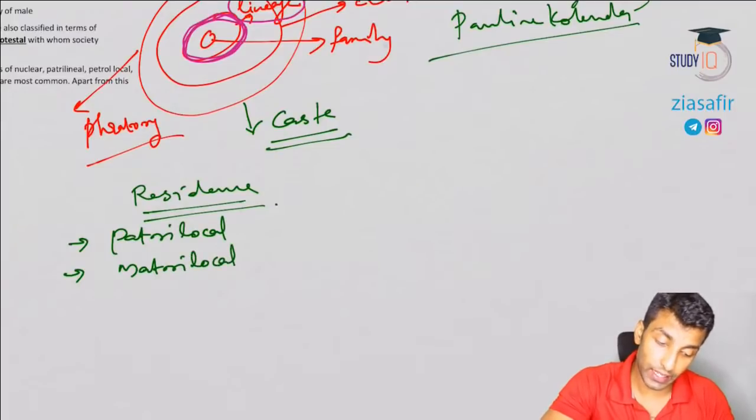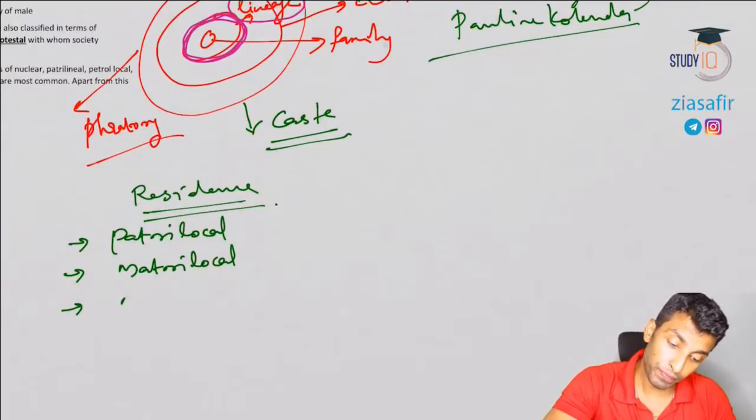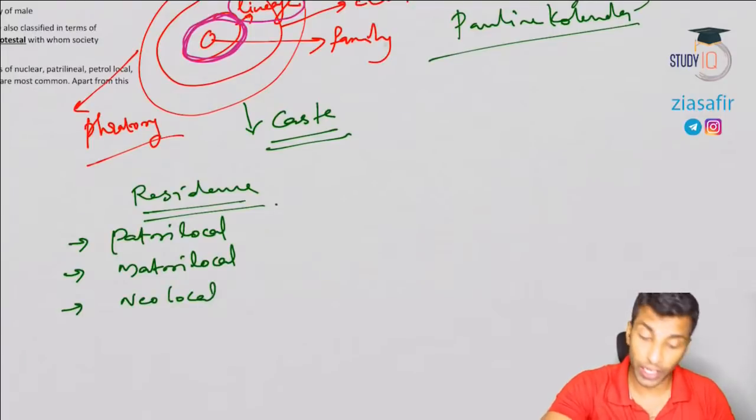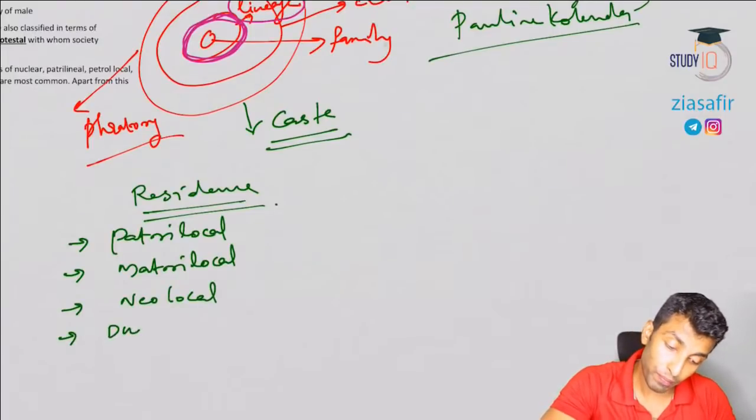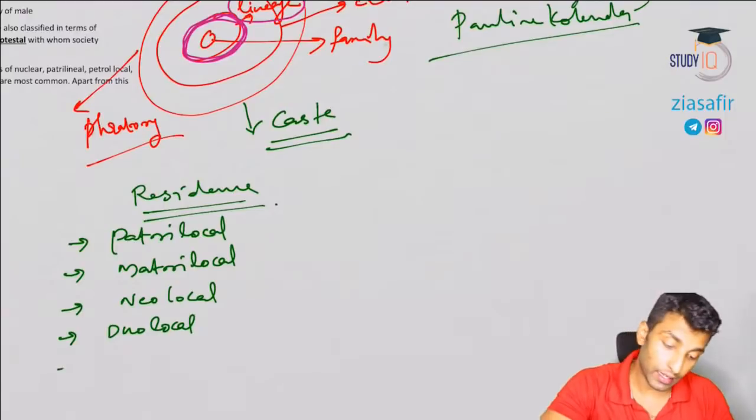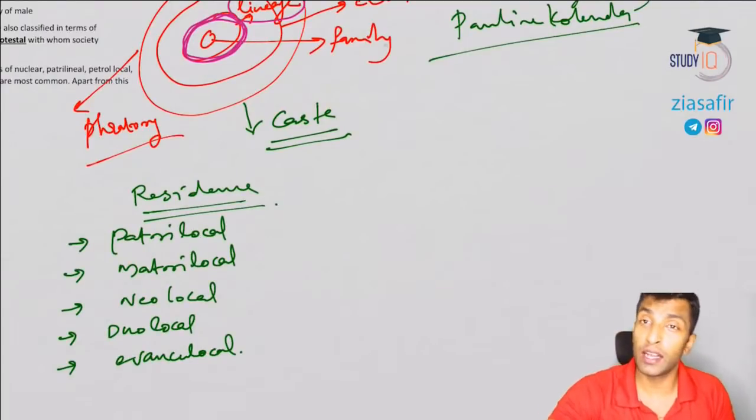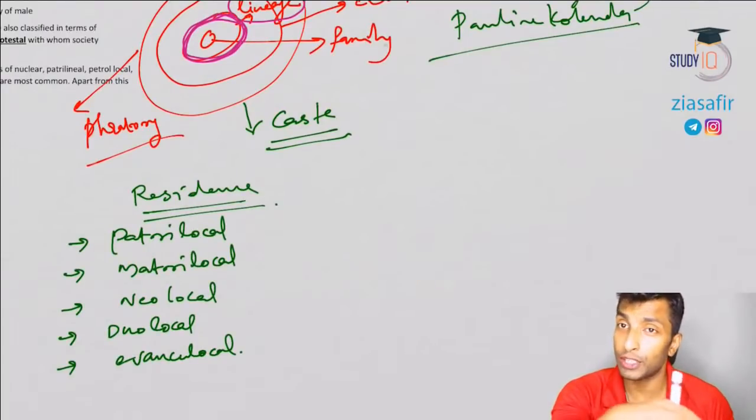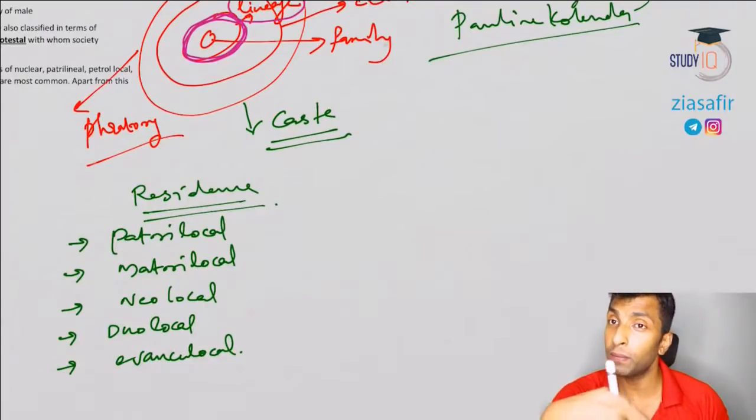On the wife's side it is matrilocal. If they are establishing a new house, that is neolocal. If they are staying alternately, that is duolocal. Then the last category is avunculocal. Now why is the uncle's identity or the uncle's family given for where you are staying? Because the person is actually taking the identity from the uncle.